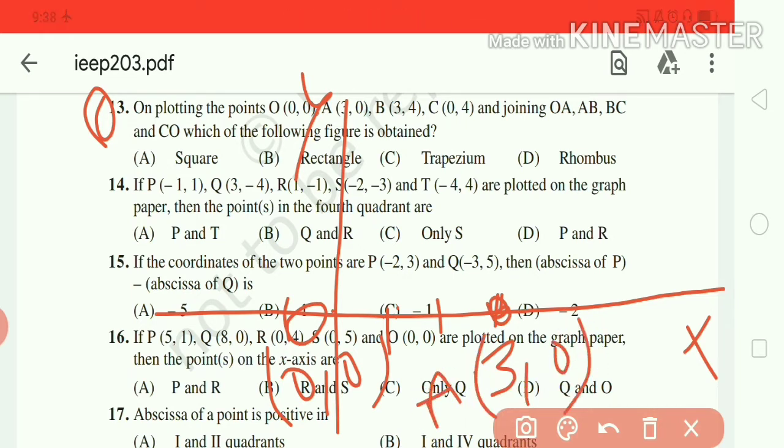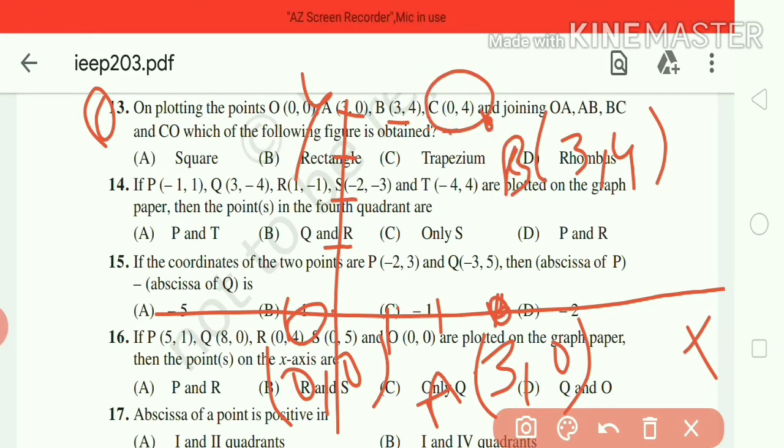This is A. Let me take, and at x equal to 3, y equal to 4. Let us take 1, 2, 3 and 4. So (3, 4) lies here. This is (3, 4), point B, I'm sorry. Now point C, (0, 4). So here x is 0, so it lies on y-axis. This is 1, 2, 3, 4. This is your C point, (0, 4), right?